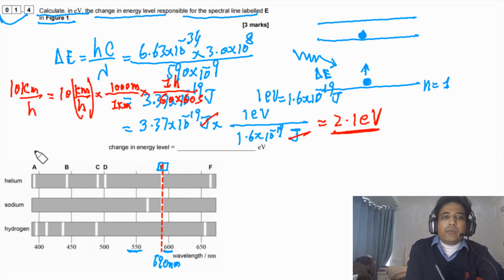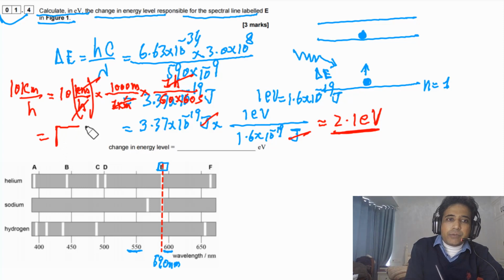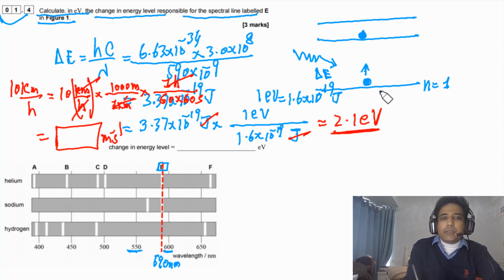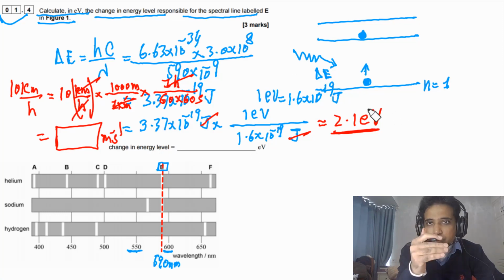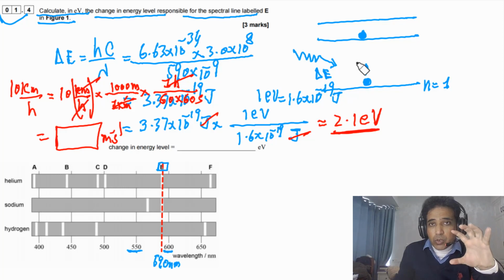So if you solve, you can cancel this kilometer with this kilometer, this hour with this hour. So if we solve this one, you will get your final answer in meters per second. So this is one way to convert units, but this is a very nice method. If you are stuck and don't know how to convert units, you can simply use this one.